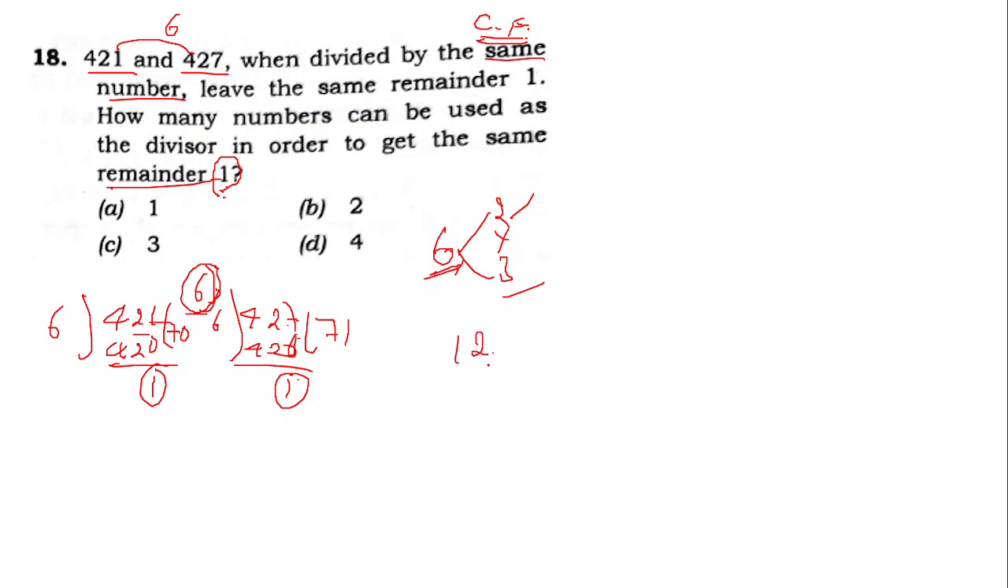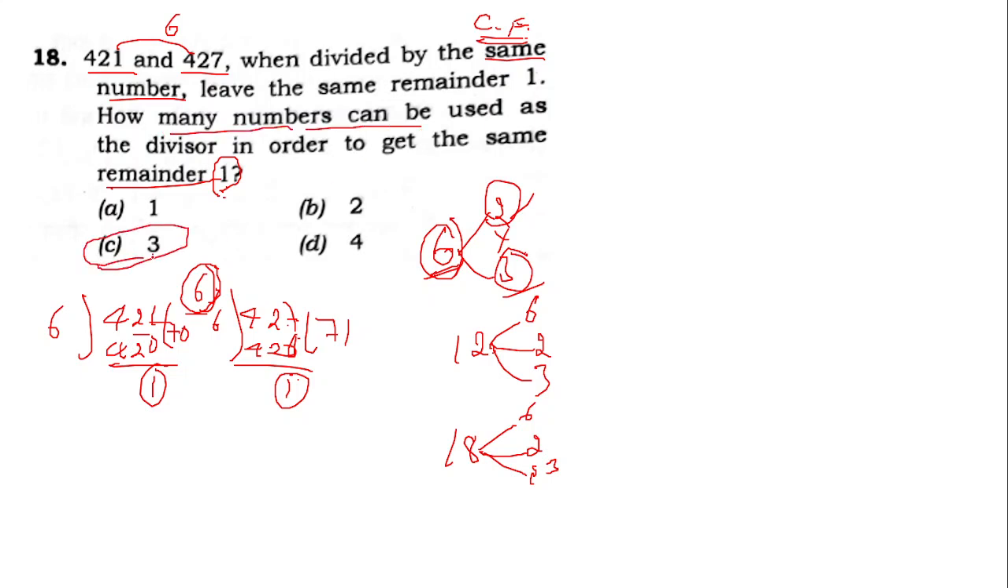12 is divisible by 6, and 12 is also divisible by 2. 18 is divisible by 6, also divisible by 2. Which means if a number is divisible by 6, it is divisible by its factors also, that is 2 and 3. So how many total? 1, 2, 3 numbers can divide. What is the answer here? How many numbers can be used? 3 numbers. Option C is the correct answer.